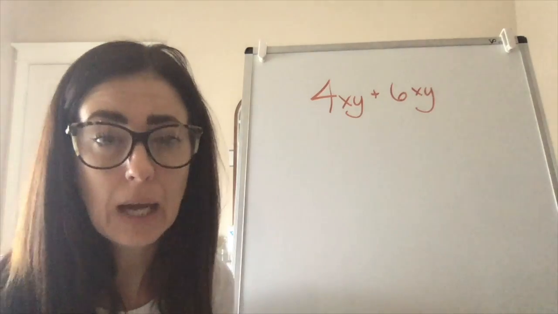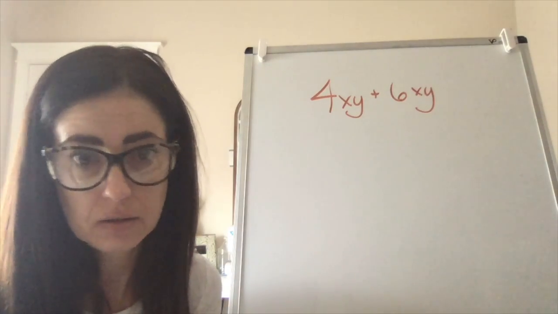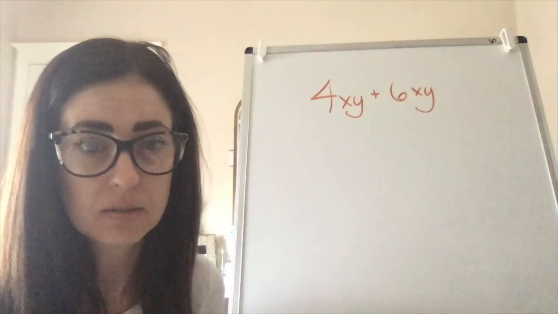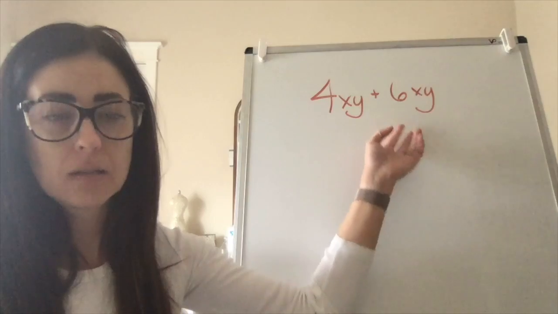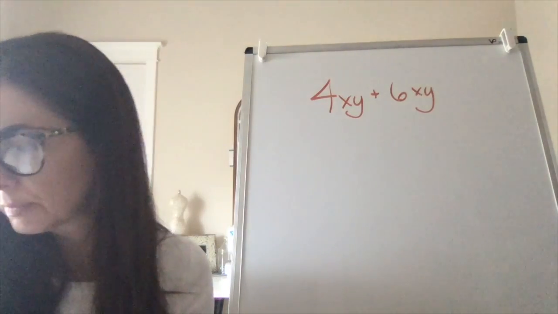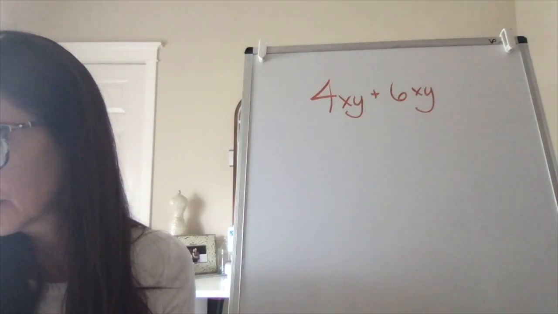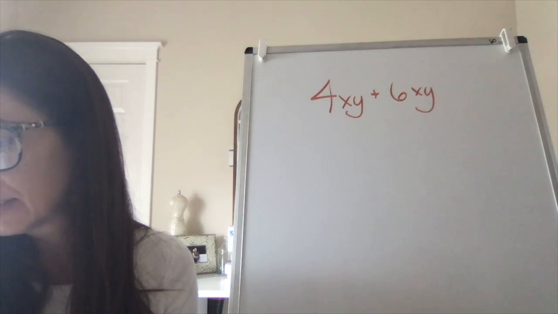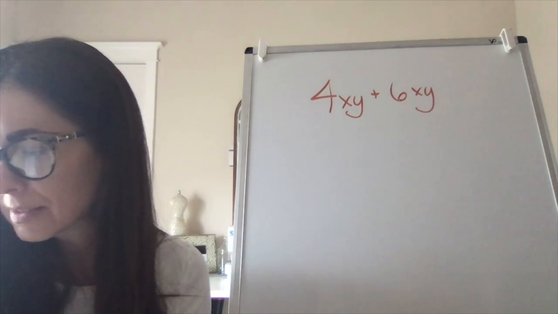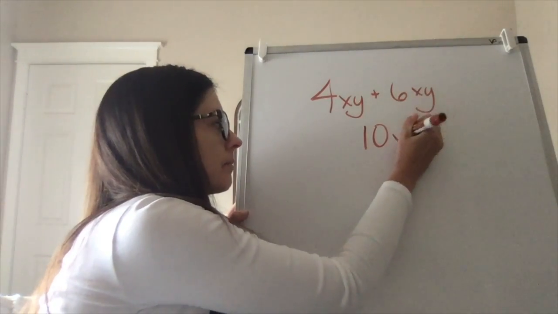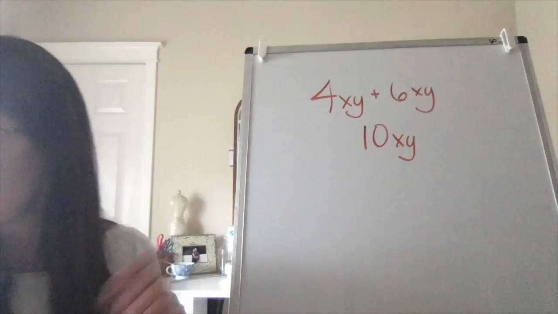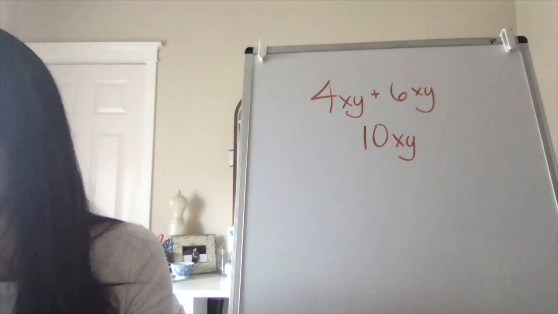Now, you can only add xy's with xy's. You can only subtract xy's from xy's. So if we have 4 xy's and 6 xy's, when we put them together, how many do we have? We have 10 xy's, right? So we have 10 xy's. All right, hopefully that makes sense.